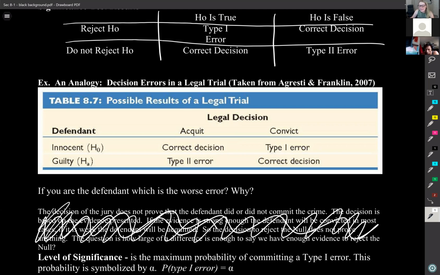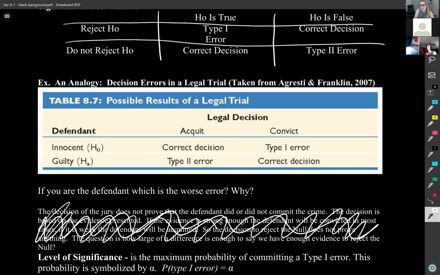Okay, so here we have a little chart on decision errors in a legal trial. This is interesting because it shows you what a type 1 error would look like versus what a type 2 error would look like. So we've got the defendant. If the defendant is innocent, that's going to be referred to as our null hypothesis. And if the defendant is guilty, that's going to be our alternative hypothesis.